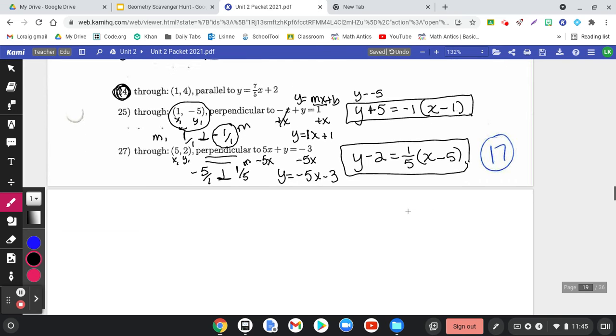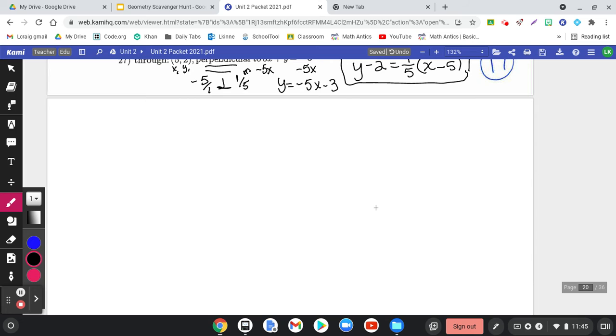Okay. For some reason, part of my packet's missing. So I'm going to just write down what it is instead of trying to find it right now and wasting your time.